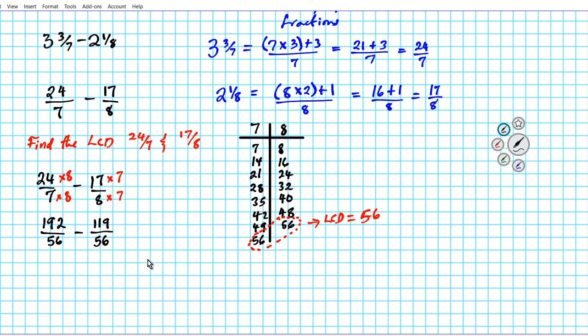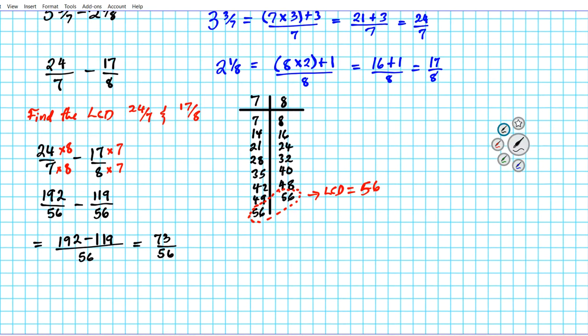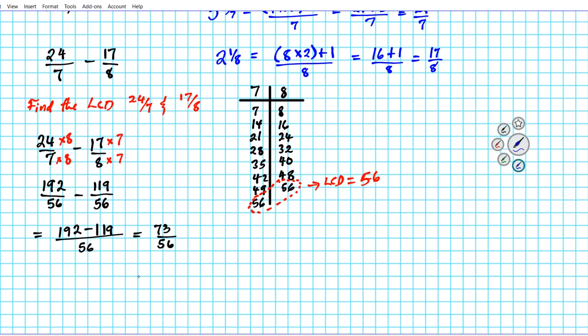So now that we have identical denominators, all we're going to do is subtract the numerators and keep the denominator. Okay, 192 minus 119 is 73. That is your answer in improper fraction form. If you want to write it as a mixed number, let's do the long division. Okay, top dog goes in the doghouse, 56. 56 goes into 73 once, and then 1 times 56 is 56. Subtract, you get 17.